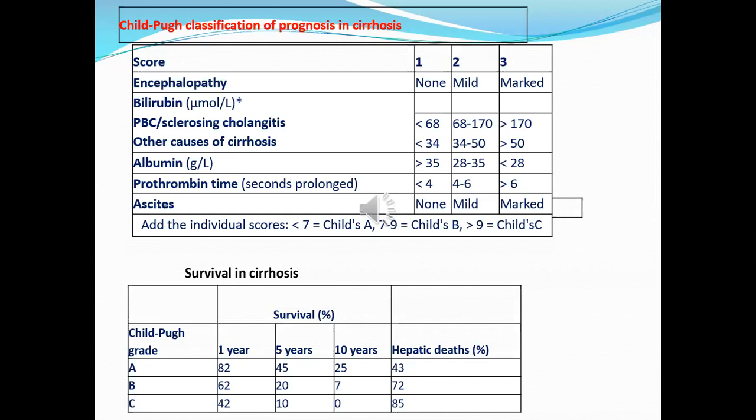Accordingly, the Child score: we add up the scores from encephalopathy, bilirubin, albumin, prothrombin, and ascites. If the total is less than 7, we call it Child A. From 7 to 9, we call it Child B. More than 9, Child C. So Child A has a good prognosis, Child B moderate prognosis, and Child C very poor prognosis.